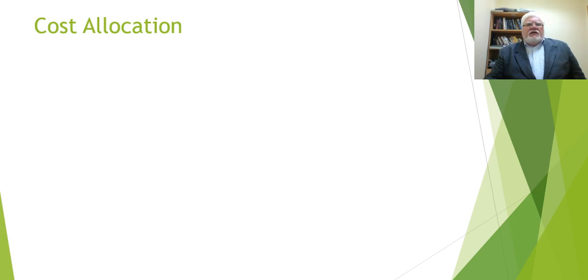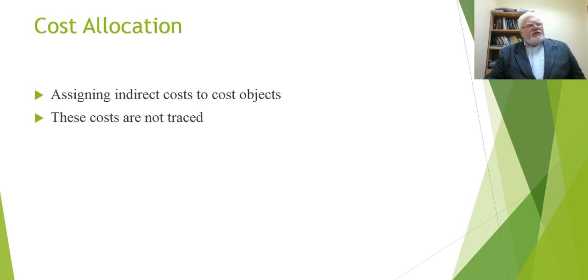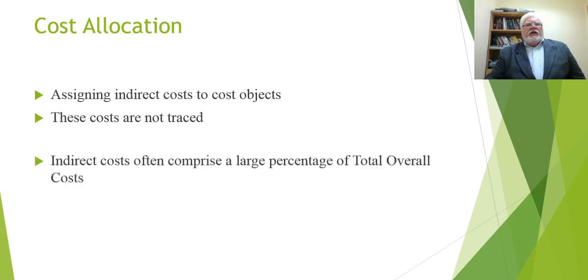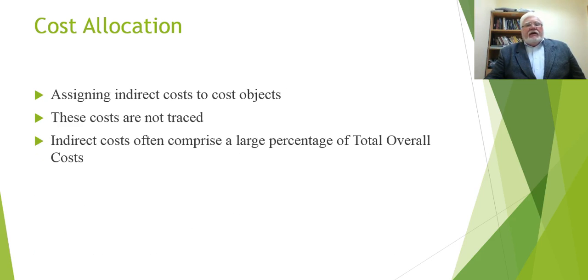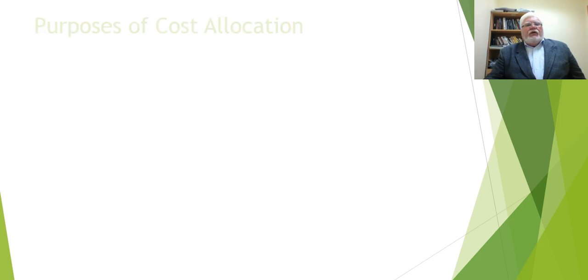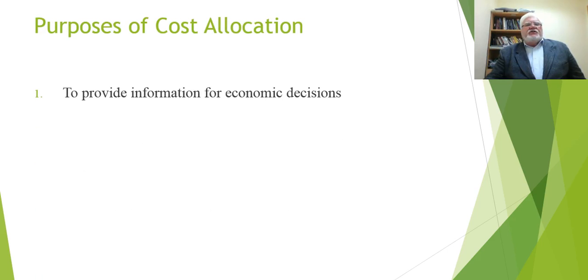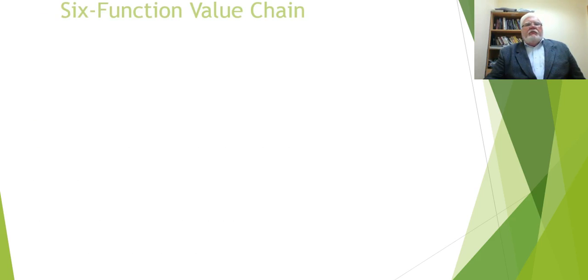Now, the whole idea of cost allocation is involved because we have indirect costs that are associated with many of our cost objects. These costs are indirect, so they cannot be traced, they cannot be measured accurately. They often comprise a large percentage of the total overhead costs. So the purpose of allocation then is to provide information for economic decisions. We want the full costs, not just direct material and direct labor, we want the overhead. And to motivate managers and other employees.